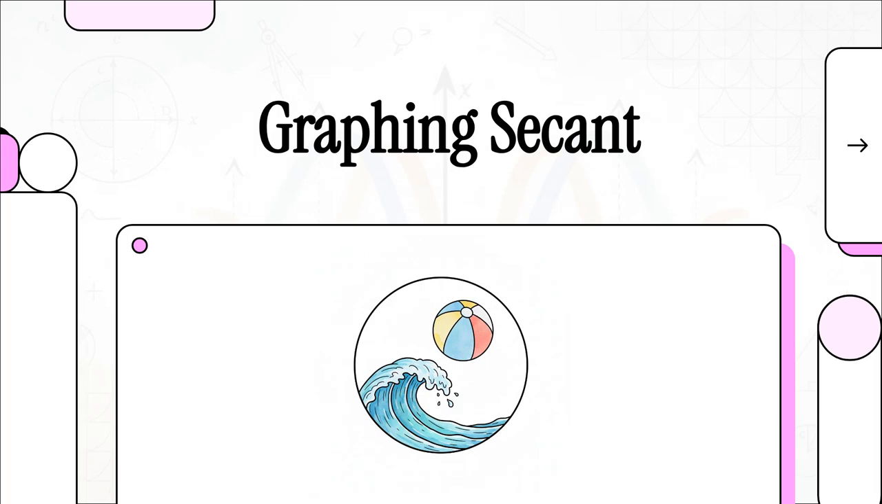Okay, so let's talk about the secant graph. It can look a little intimidating, right? You've got these weird U-shapes and all these breaks in the line, but what if I told you there's a super simple trick to mastering it? The secret is actually hiding in a function you already know really well, cosine. Let's see how they're connected.